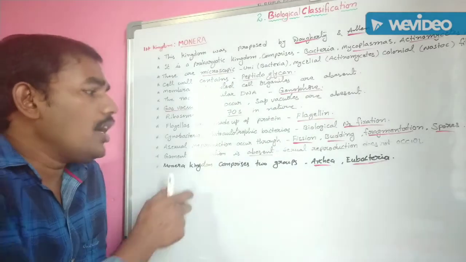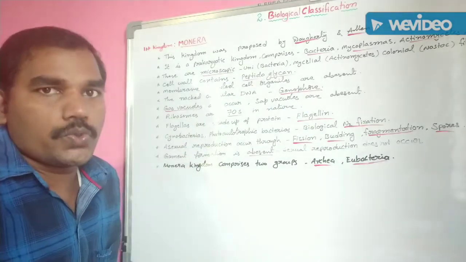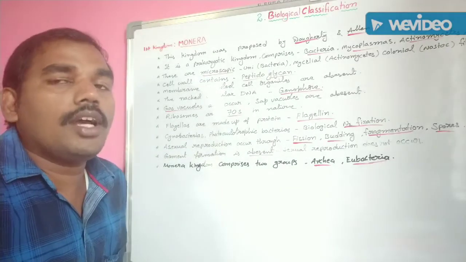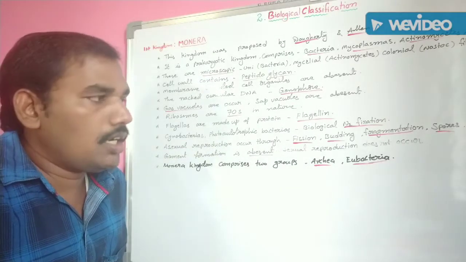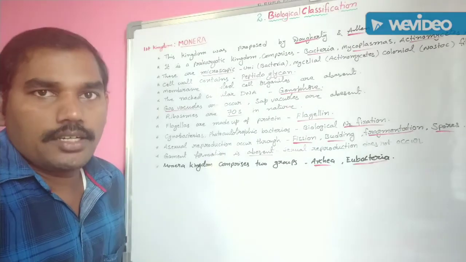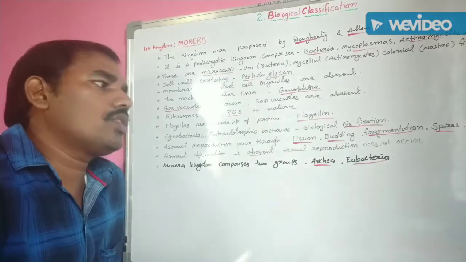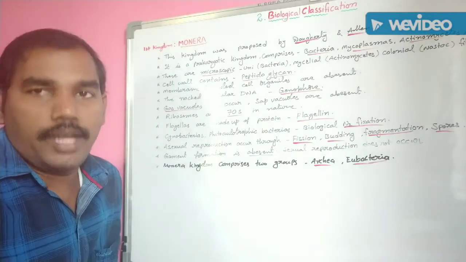The last one: the Monera kingdom comprises two main groups. What are they? The first one is Archaea, also called Archaebacteria, and Eubacteria. Let us discuss the first one, Archaebacteria.